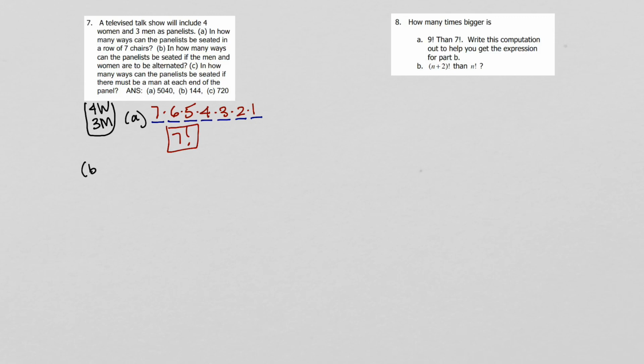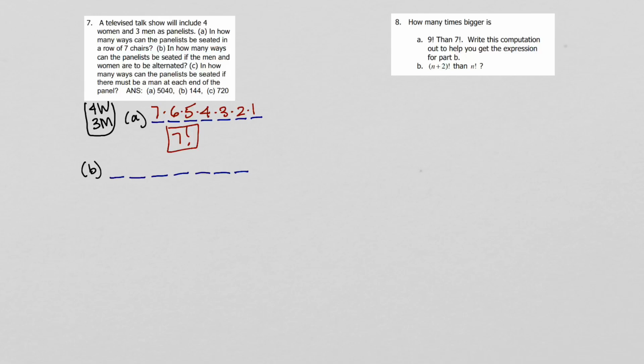Now in part B, what are we going to do in part B here? In B, how many ways can the panelists be seated if the men and women are to be alternated? Okay, so we have to alternate the men and the women. Let's draw our 7 chairs: 1, 2, 3, 4, 5, 6, 7. And let's look at some possibilities. The men and the women have to be separated, so we're going to alternate them.